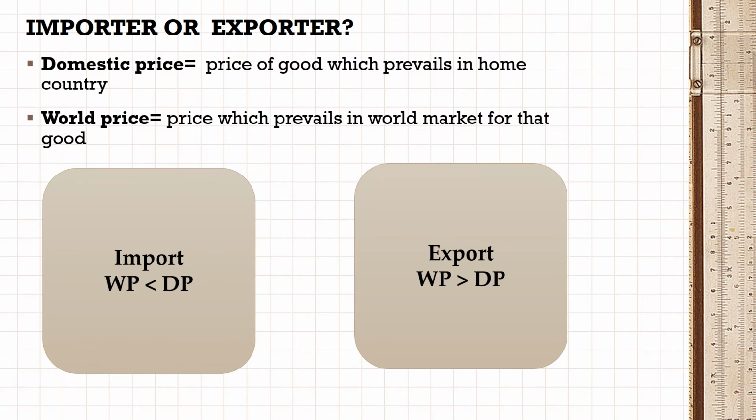And you choose to export when you receive a higher price in the world market, because here the world price is greater than the domestic price. So if you manufacture the good and just consume it, you won't receive a higher price. But if you also export and sell it at a higher price, that is the world price.